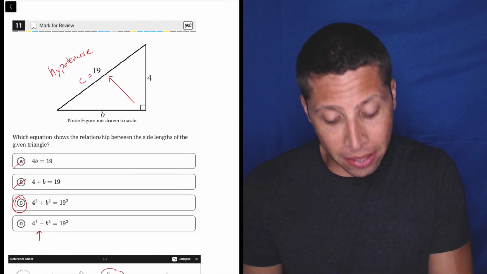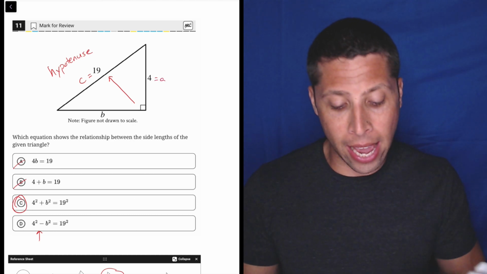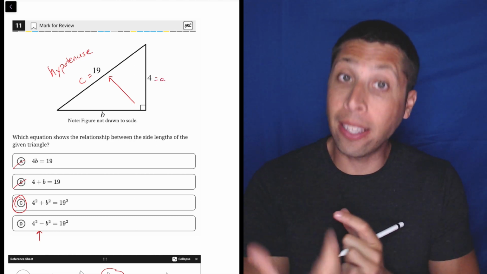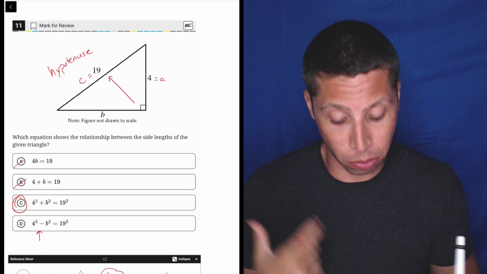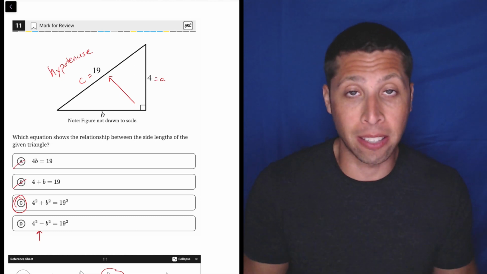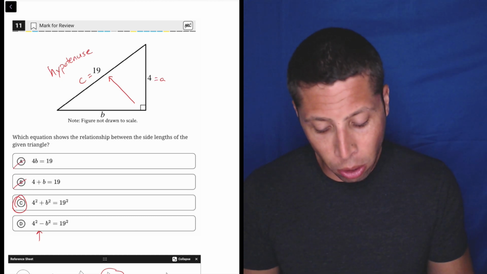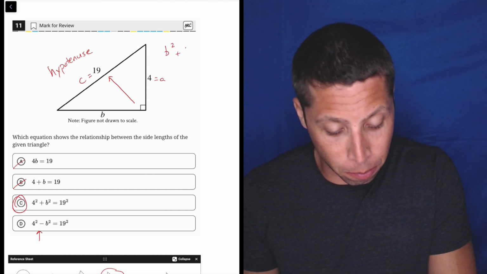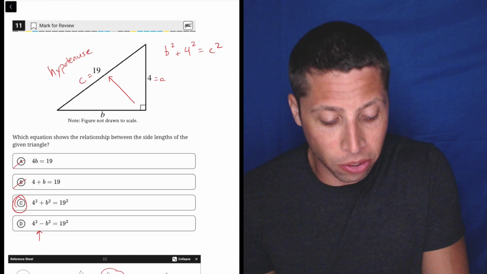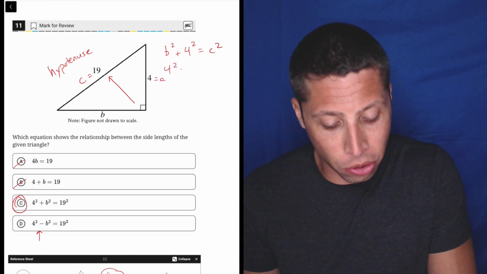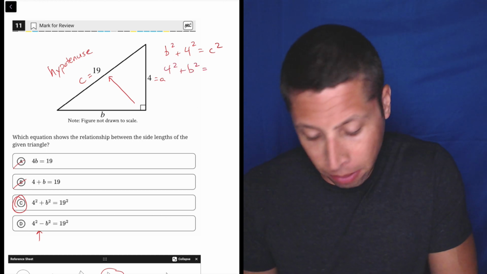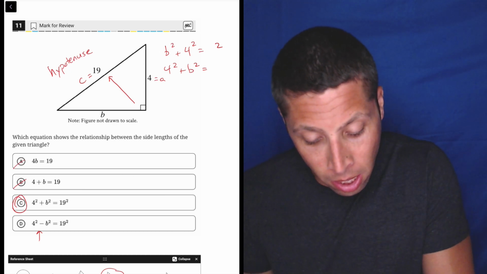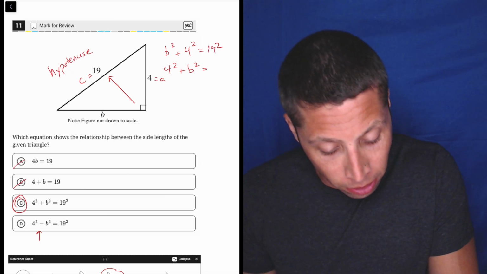So in this case, they labeled B that, but this is A, and the two legs of the triangle don't matter the order. So it doesn't matter whether one's A or B, but the hypotenuse does. So just, to be clear, we could have written this as B squared plus 4 squared equals C squared, or 4 squared plus B squared, let's not do C, let's do 19, equals 19 squared.